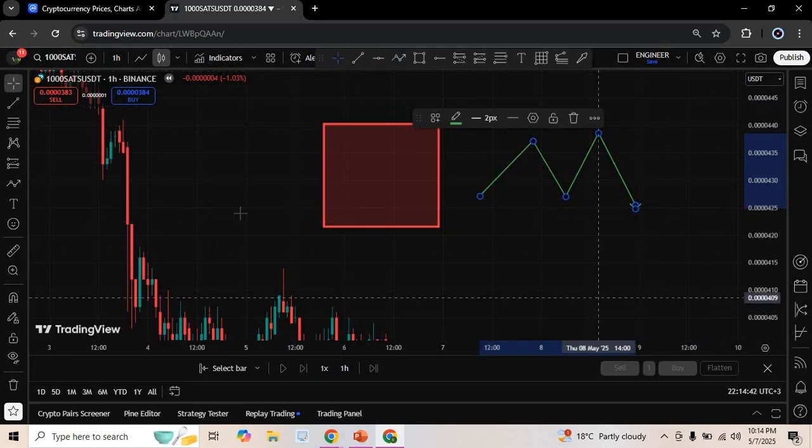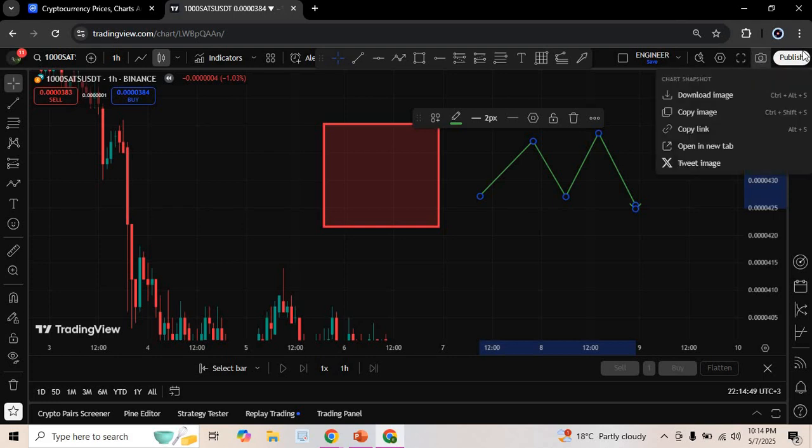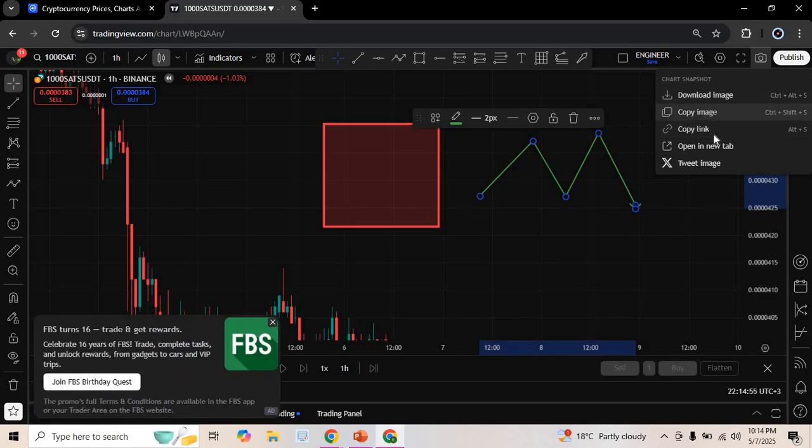Instead of taking a screenshot of this, you can come to this part, this camera or snapshot. What are they calling it? You can call it camera for the purpose of this class. With the camera, you can decide to download the image, you can decide to copy the image, you can decide to copy the link, open in a new tab, or actually tweet that image. So we can use one example and see how it works.